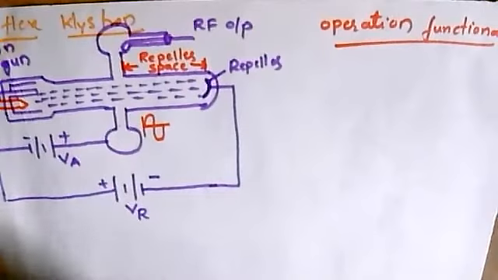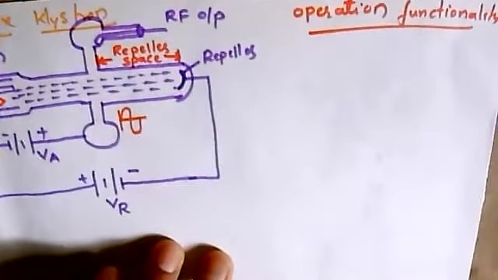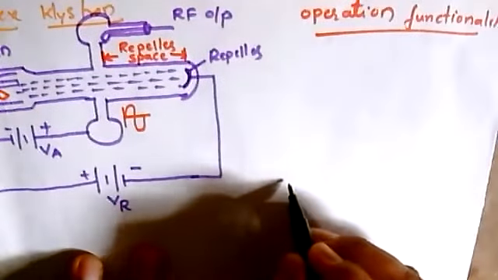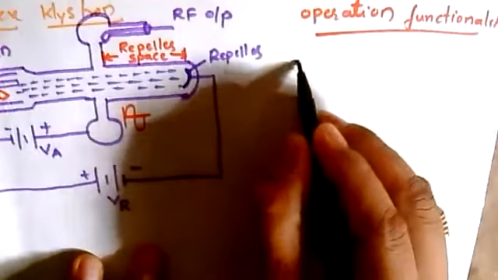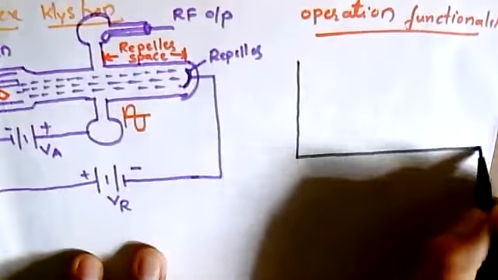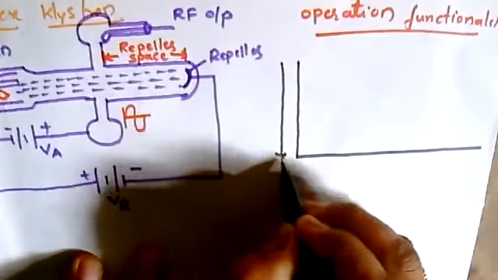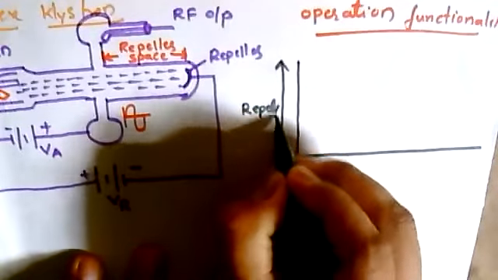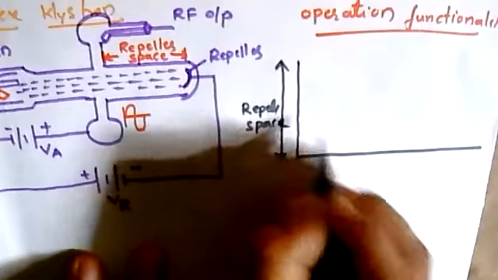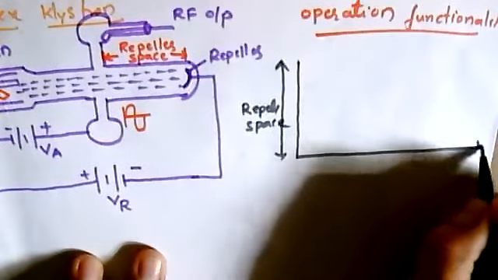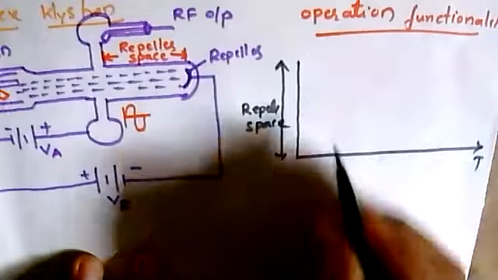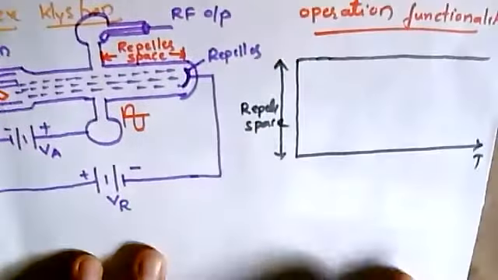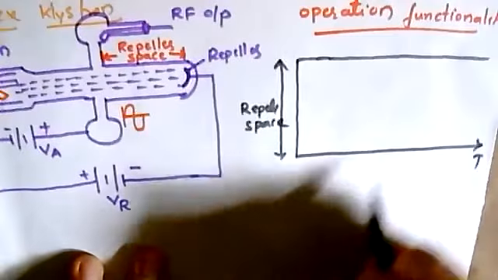For that, we have some reference point which is being taken. The RF input is taken as the reference point. Let us consider it is in a space. This particular space, during which the bunching takes place, is called the repeller space. Let us consider that it is a repeller space, and it has been of time t. During this repeller space only the bunching will be taking place.